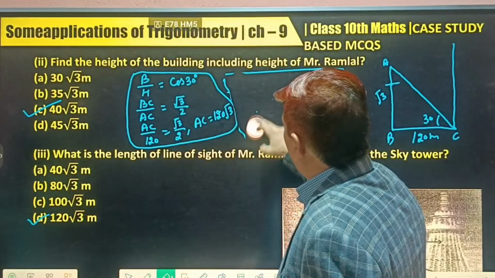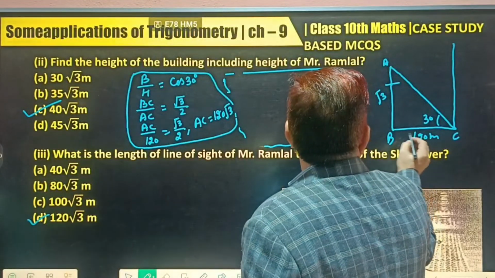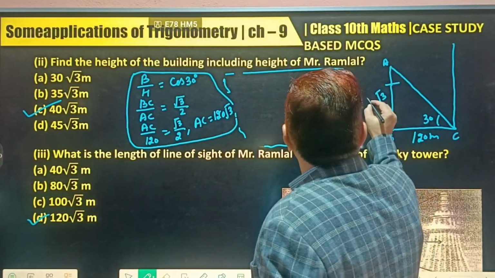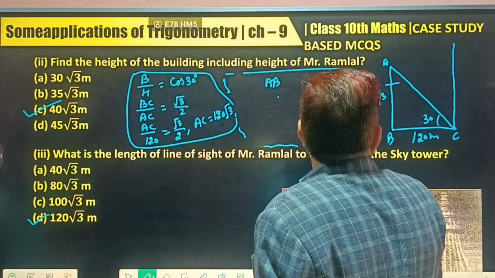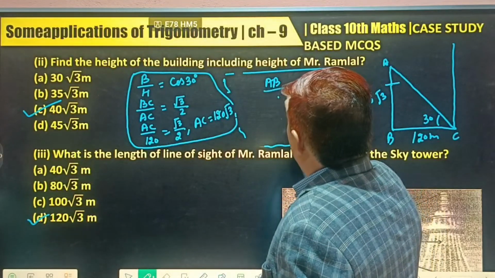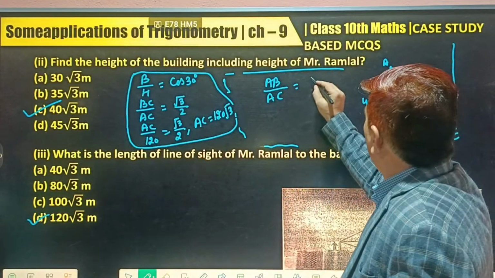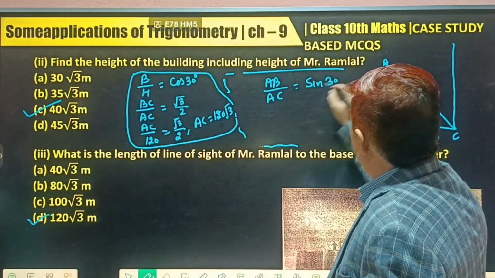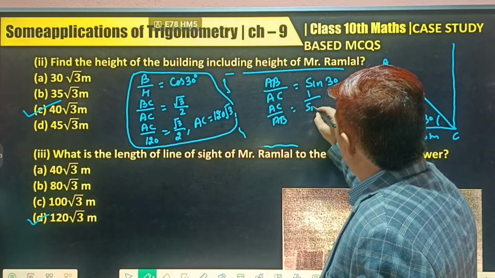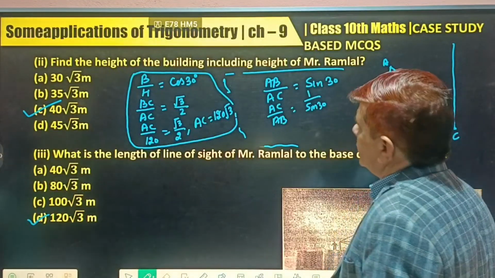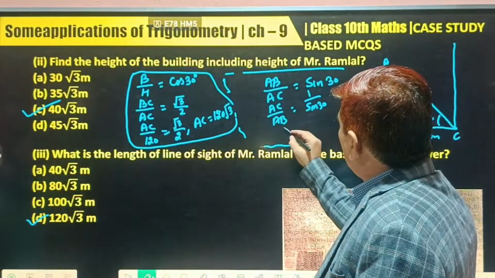This answer I told you, again telling by this. So how can this be? AB, this is 40 under root 3. AB by AC is equal to sine how much degree? 30 degree. But we have to find out AC. So AC by AB is equal to 1 by sine 30 degree. Yes or no? So what's your AC?